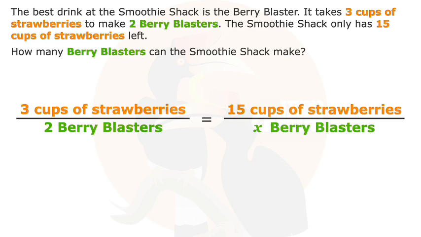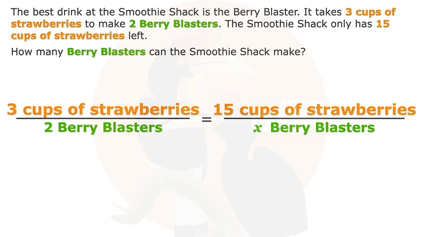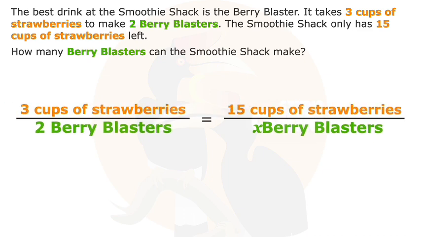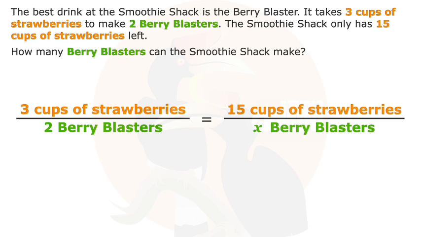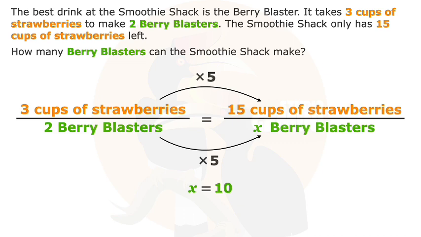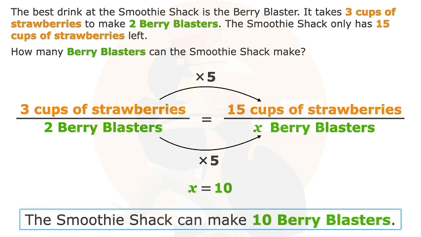It is important to remember to match our numerators and denominators to keep our proportion equivalent. Here, our numerators are both numbers of cups of strawberries, and our denominators are both numbers of Berry Blasters. To start solving, let's compare our numerators. To get from 3 to 15, we would multiply by 5. Since we multiply the numerator by 5, we have to multiply the denominator by 5 too. 2 multiplied by 5 is 10, so x equals 10. So now we see that the Smoothie Shack can make 10 Berry Blasters.